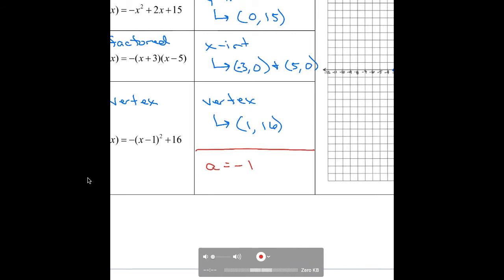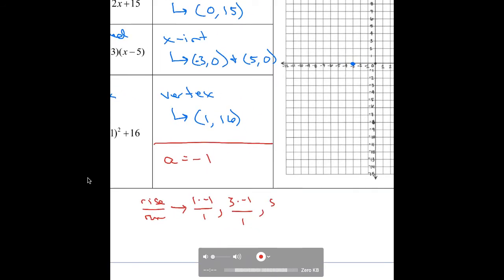So here's the other rate of change. This is from the previous point that we have. So instead of always going back to the vertex, we come up with another set of points. We're going to start from there. So this is rise over run, which is going to be 1 times a over 1, 3 times a over 1, 5 times a over 1, 7 times a over 1, and I can keep going for as long as I want. 9 times a over 1. It's always your odd numbers.